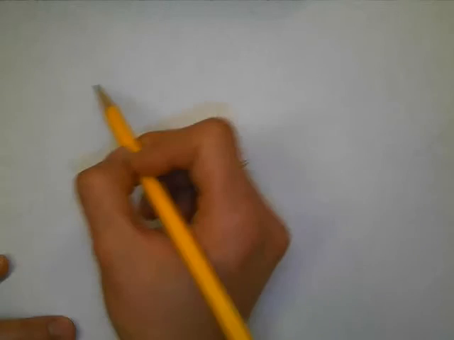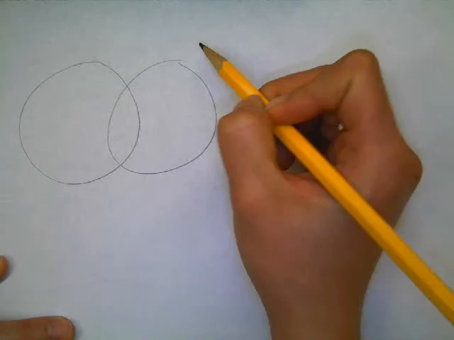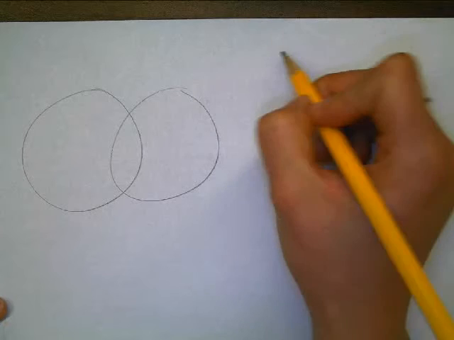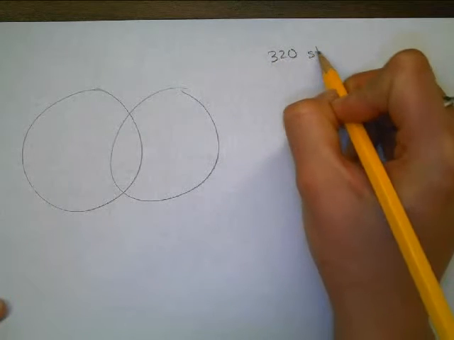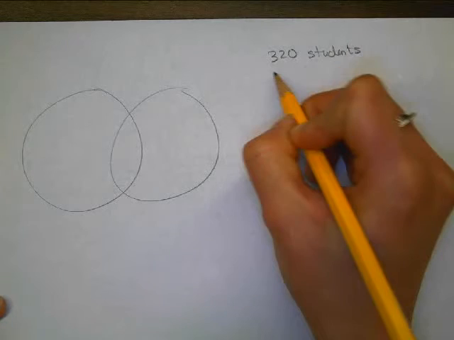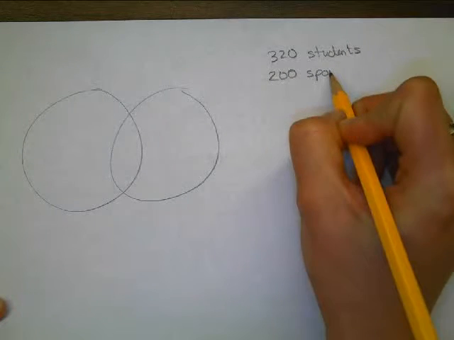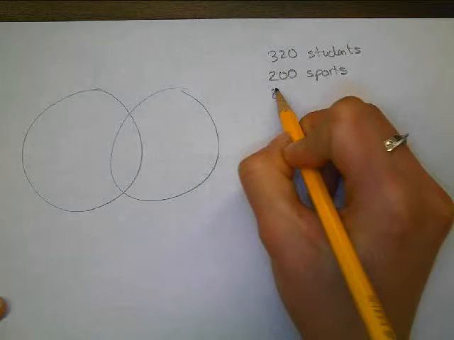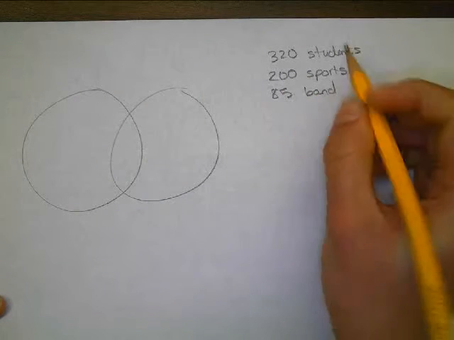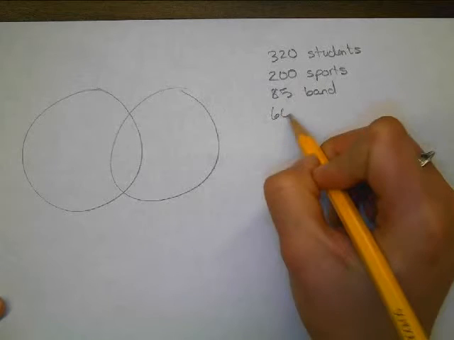Alright, we'll do another example. We'll do one more. Let's say we've got a scenario here where we know there are 320 people in the school. 200 of those people play sports. 85 people are in band. And 60 of them are in both.